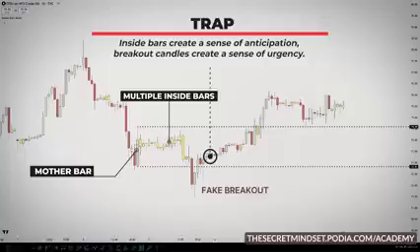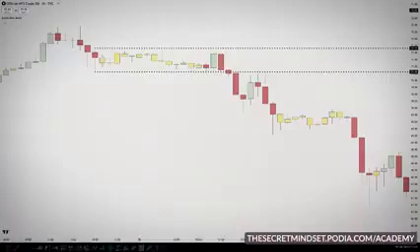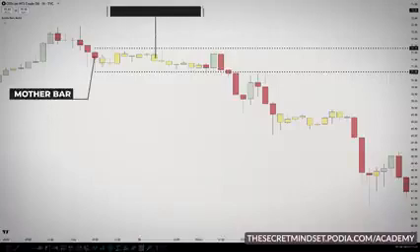We don't want to miss out on the move, so we enter the market without waiting for confirmation. This is exactly the reaction that big players are counting on. The key to avoiding this type of setup is confirmation.